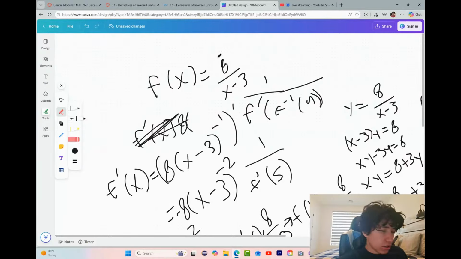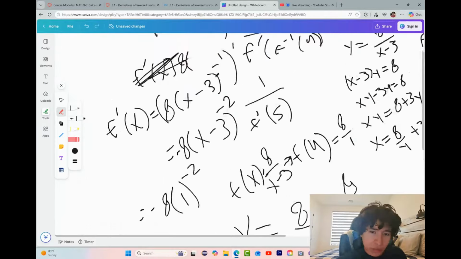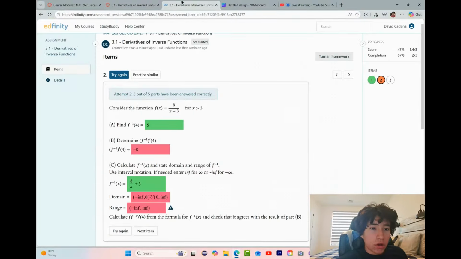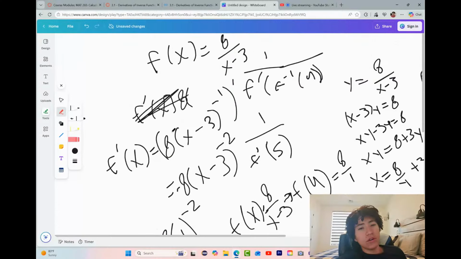Prime of x. Yeah, 8 is a constant. So no quotient rule. To the power of negative 1. So bring down negative 1. 8 times negative 1 is negative 8. And this becomes negative 2. By plugging in 4. Wait, they want to do, oh my. What am I doing?